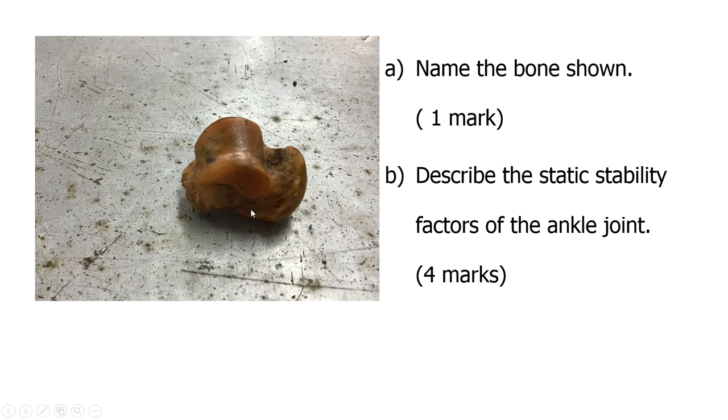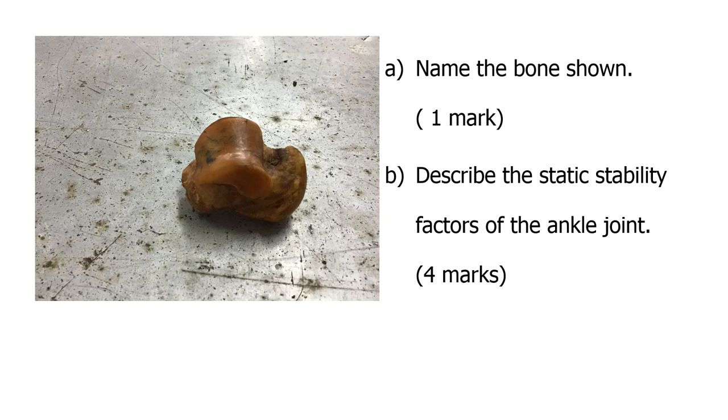And so the static stability factors of the ankle joint, remember the distal lower extremity syndesmosis, the deltoid ligament, the lateral complex of ligaments, and then you can talk about the interosseous ligaments or the spring ligaments. So when you break down the lateral complex of ligaments, you get three ligaments: calcaneofibular, anterior talofibular, posterior talofibular. Then you have the deltoid ligament. Then you have the distal extremity syndesmosis, and then now you have the interosseous ligament.